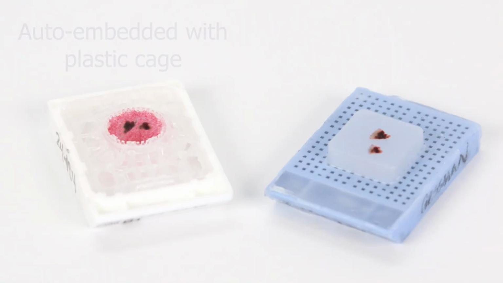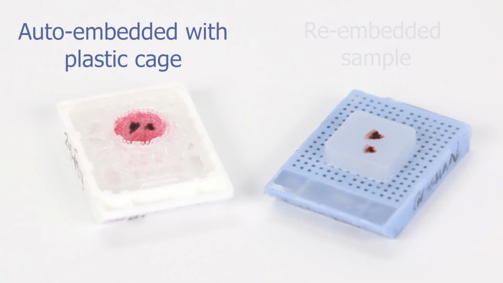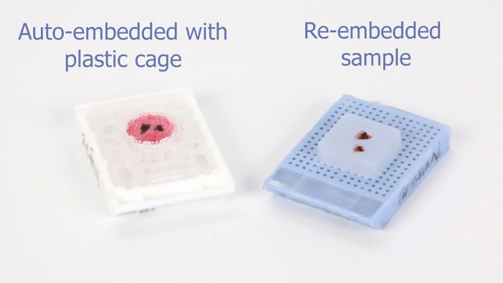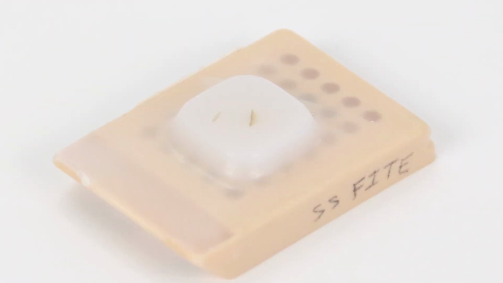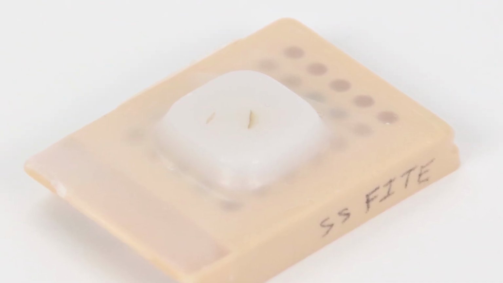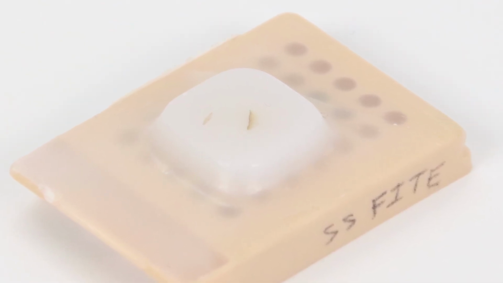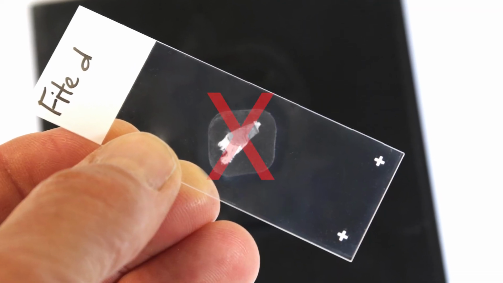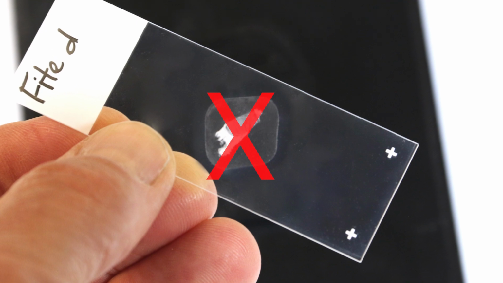If an auto-embedder was used, then tissue samples must be re-embedded without the plastic cage prior to submission. Shave biopsies should also be avoided, as it reduces sensitivity, so a negative result may not be used to rule out Hansen's disease. PCR tests cannot be performed on tissue sections on slides.